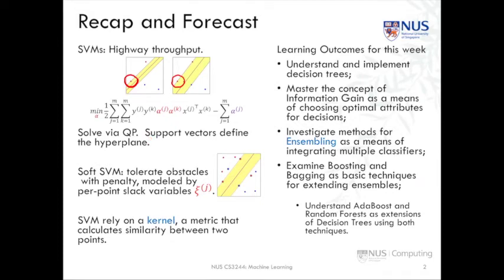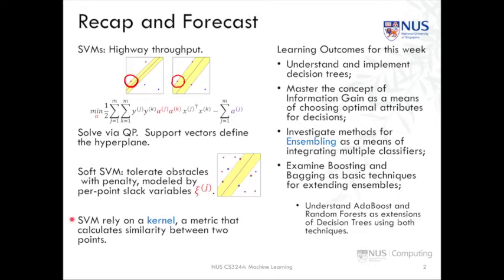In practice, we rarely use this idea of a hard SVM that we have up here. Instead, what we'll use is the soft SVM, which tolerates obstacles with some penalty, modeled by per point slack variable xi, indexed by the particular example that's violating, for example, j here. In these cases, for example, the red point here and the blue point here are both on the wrong side of the hyperplane, but we've accepted them in order to draw a linear classifier.